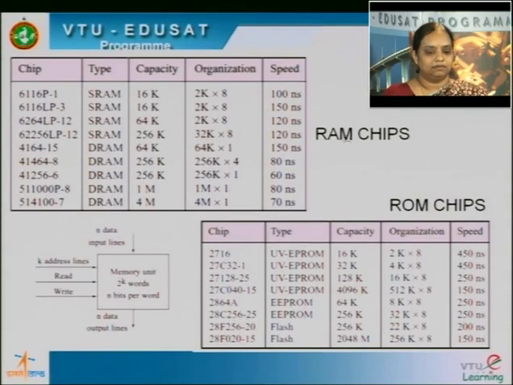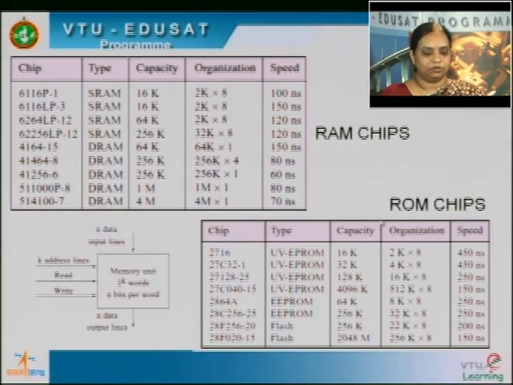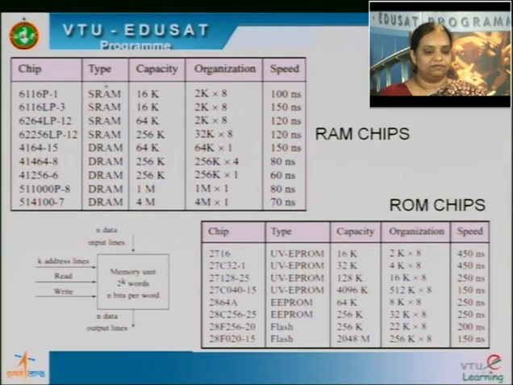These are some commonly available RAM chips and ROM chips. The chip name will define the type, whether it is static RAM or dynamic RAM, and the capacity, the organization and the speed. So any data sheet gives you these three important things for RAM: the type, whether it is SRAM or DRAM, and the capacity, organization and speed. Similarly for ROM, the type, whether it's an EPROM, EEPROM or a flash device, and the capacity, organization and speed. So let us take small examples here.